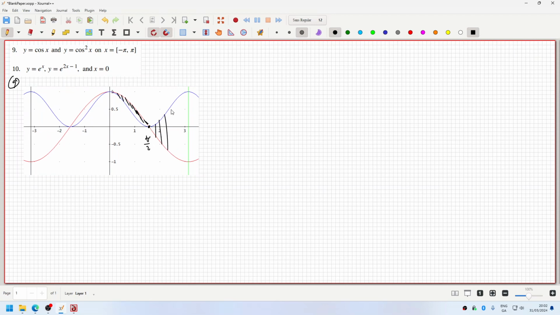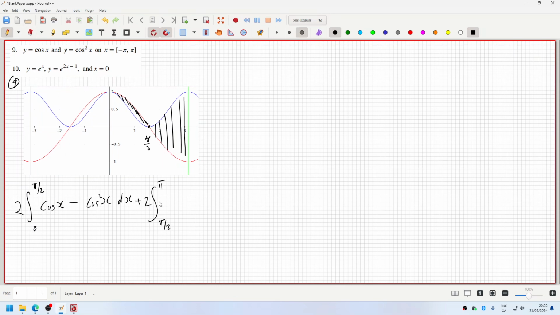And then this piece here. So it'd be the integration from 0 to pi over 2. And then the cos squared function collapses quicker. So the red one is just cos x. So it's cos x minus cos squared x dx plus, and then pi over 2 to pi. And we have to multiply this by 2.